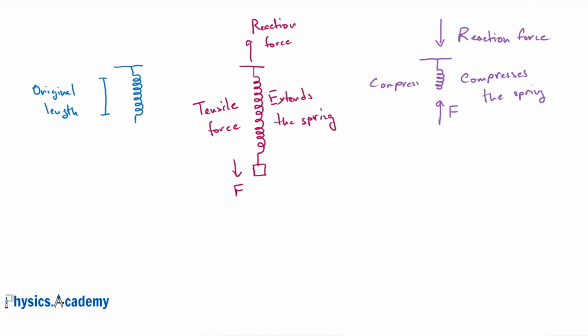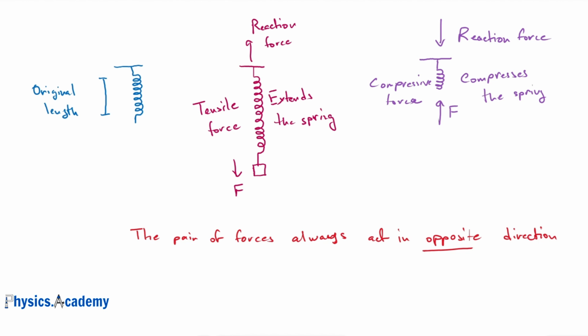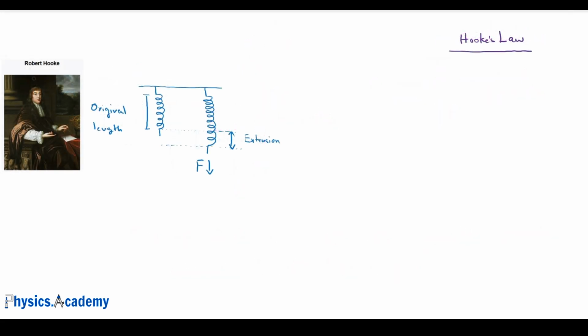But again, we can see that the reaction force is acting opposite to the applied force, and this time, because the applied force is upwards, the reaction force is acting downwards. So they will always be in opposite direction to each other. The relationship between force and extension of an object can be explained using Hooke's law.